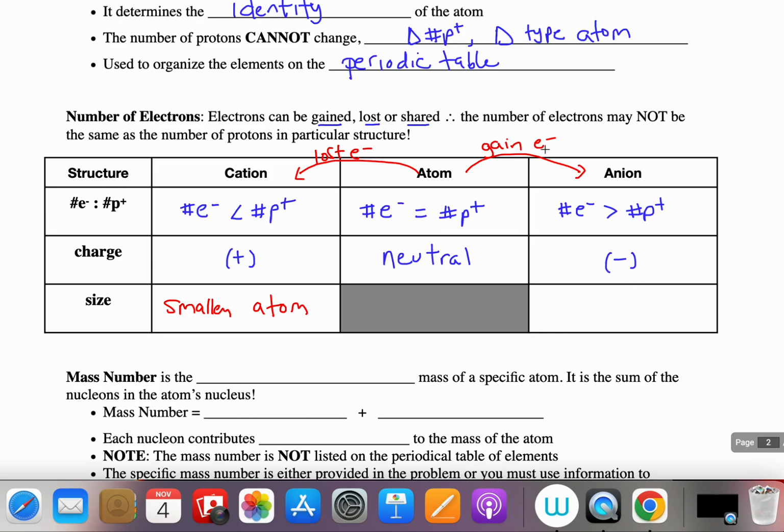Now, electrons have been added to the structure, and when you add something to the structure, it gets bigger. So the anion will always be larger than the atom itself. The next term is mass number.